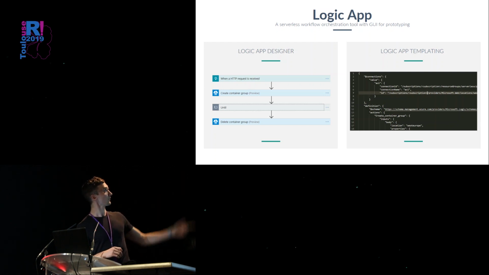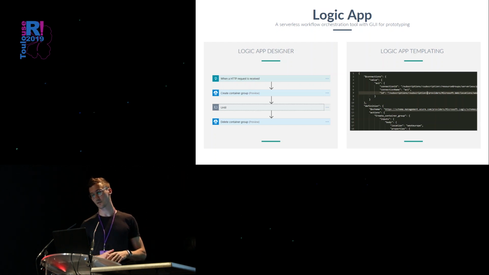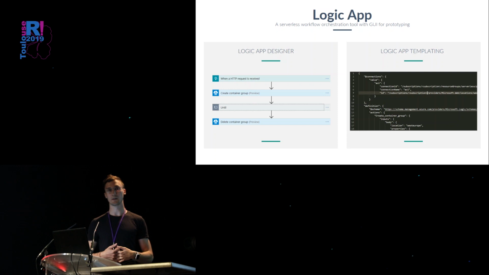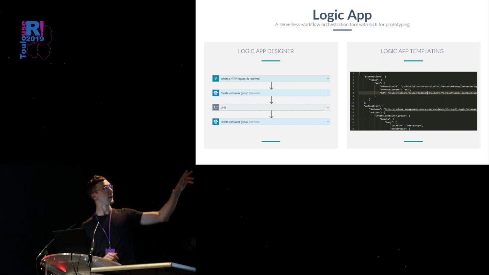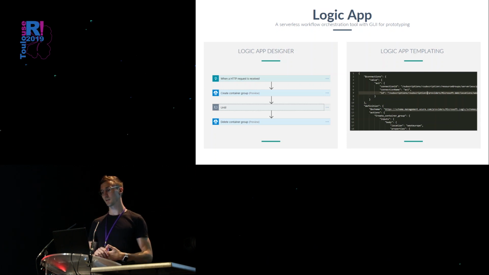So on the left, you see how a very easy workflow can look like. At the beginning, we have an HTTP request that triggers the creation of a container group. In the until part, we check if the container group is successfully spawned and if everything is running properly. And in the end, when the whole setup exits, hopefully successfully, then we delete the container group so we don't incur any costs anymore. On the right, you see the underlying code that gets generated by the graphical user interface.